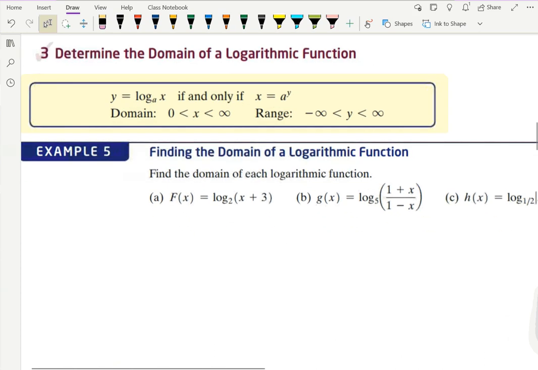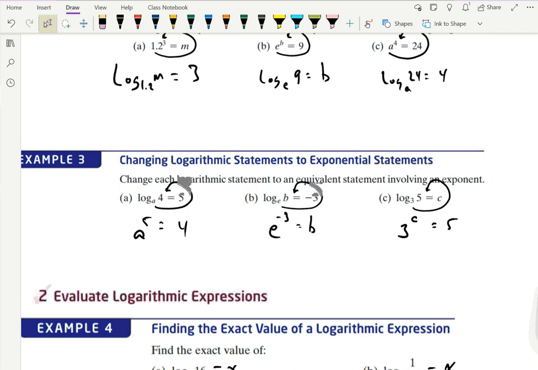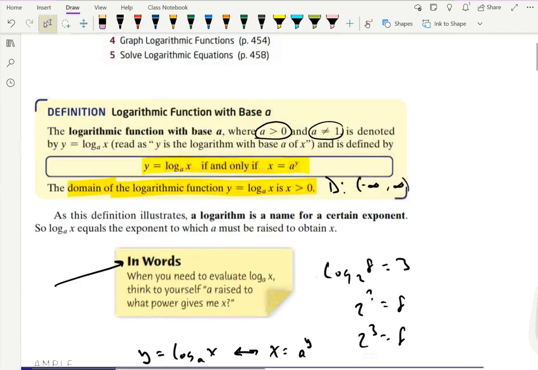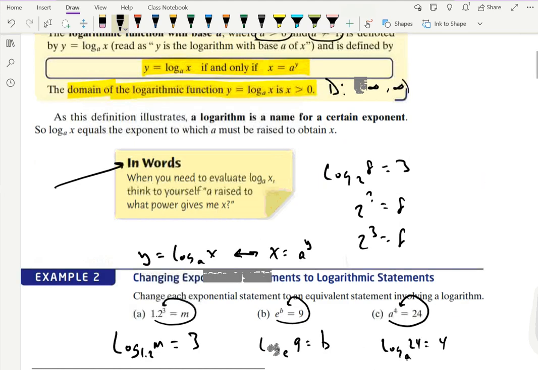So determine the domain of a logarithmic function. So we already had said that domain was going to end up being all the positive values. Okay, I believe we had said that already. I was just looking back in the notes. Did we say that up here? I believe we had that up here just a minute ago. Yeah, in the definition, the domain of the logarithmic function is x greater than 0.